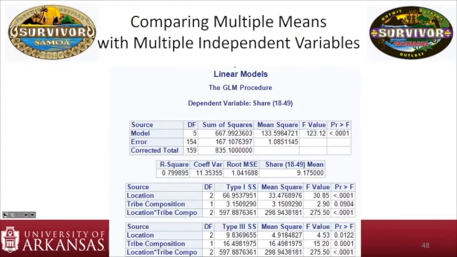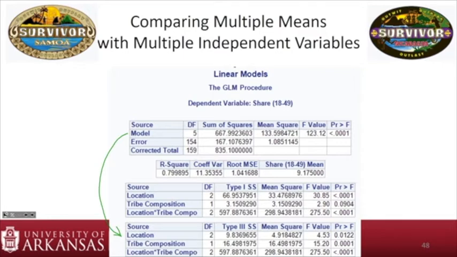Okay. So let's look. So I'm going to show you the results, and then I'll show you how to get it on SAS, and then we'll take a break. So here we're comparing multiple means with multiple independent variables. The way this table is set out, what you're going to be looking at, if you decide to pursue this, here we have the model. And here we have the details.